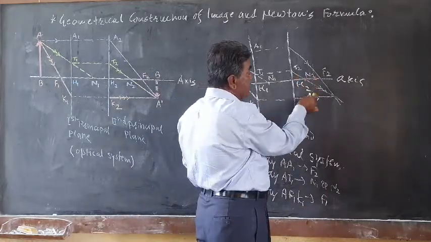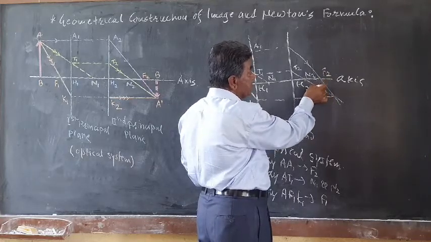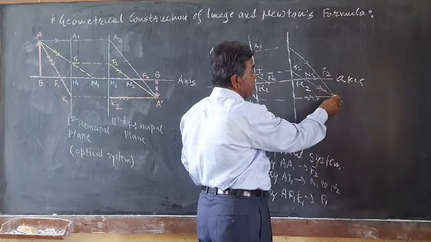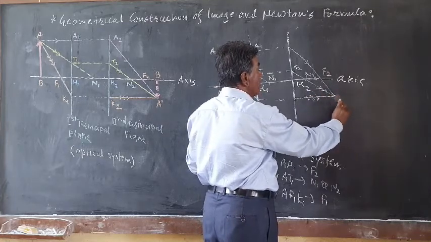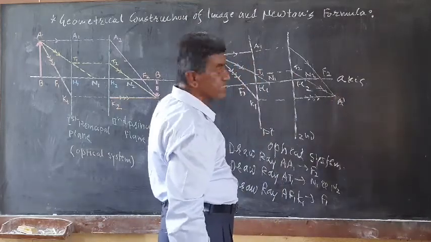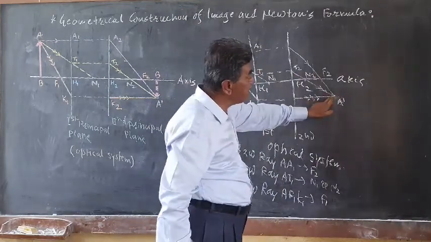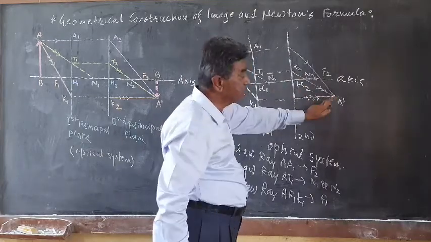The intersection of any two refracted rays, these rays or these rays or these rays, gives this point. Definitely it is the image A dash of point A. The rays start from here and the refracted rays meet here. So this point A dash will be the image of A.